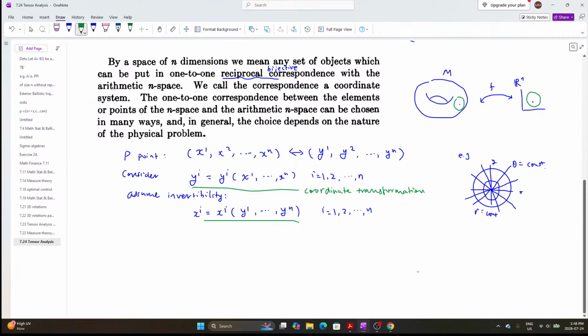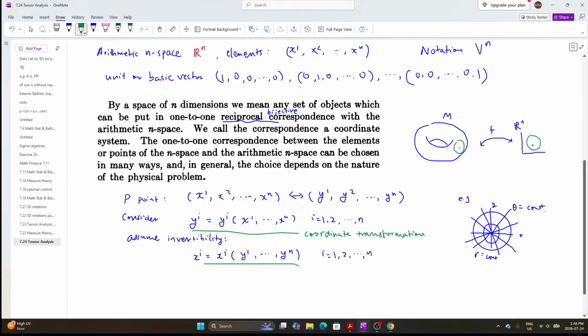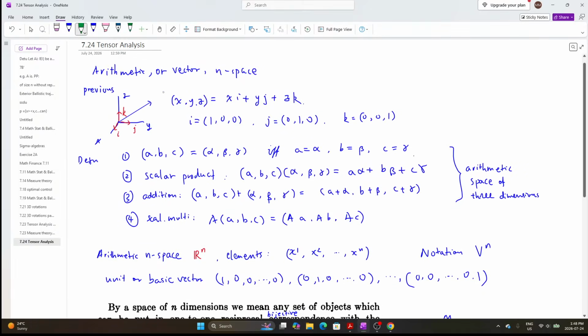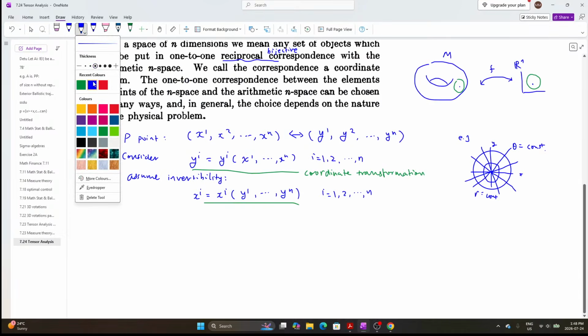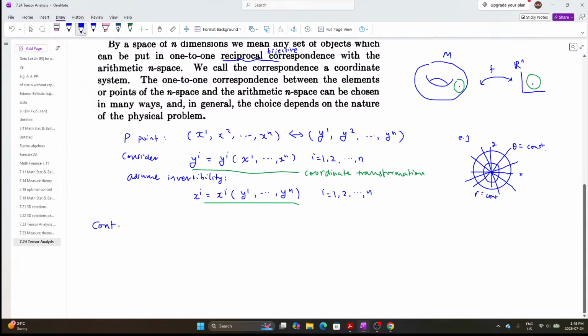Anyway, that's it for this short section on so-called arithmetic or vector n space. Perhaps vector n space is more modern nowadays; arithmetic space is hardly heard anymore. Now we're going to get into the first new geometric notion in our whole investigation, hopefully new for most of us here, called contravariant.